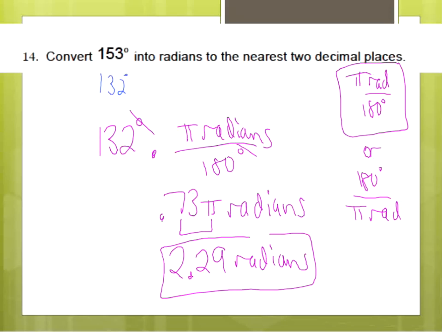So whenever you're converting for degrees or for radians, you're going to be using one of these two. And the one you're going to use just depends on what you start with. So if you start with degrees, you need degrees on the bottom. If I started with radians, I'd need the radians to be on the bottom. So that way those could cancel out with each other.